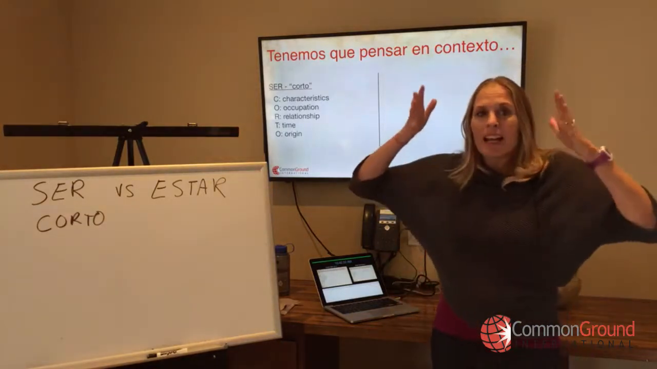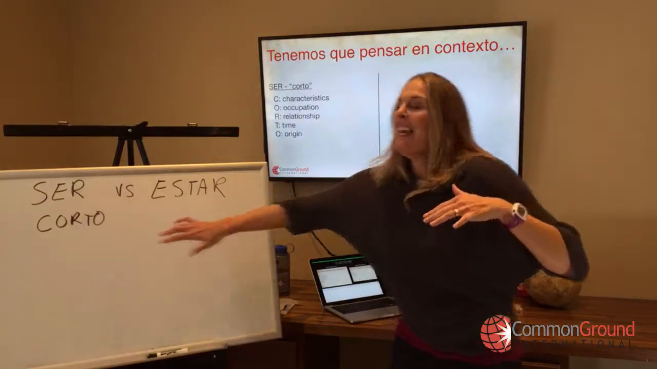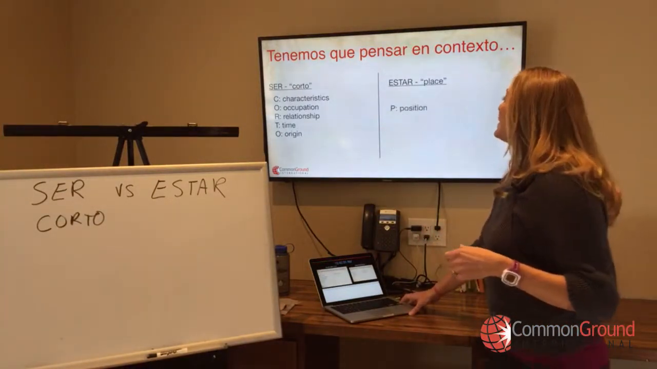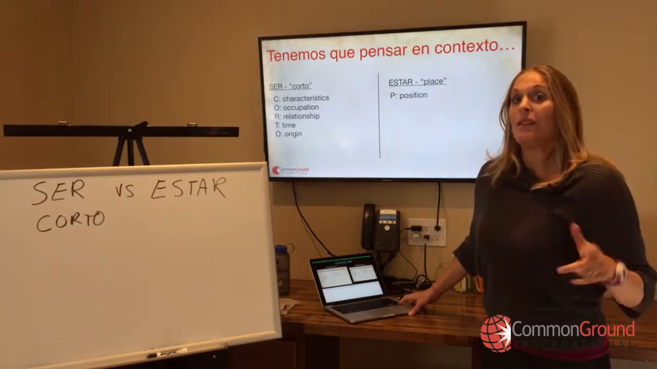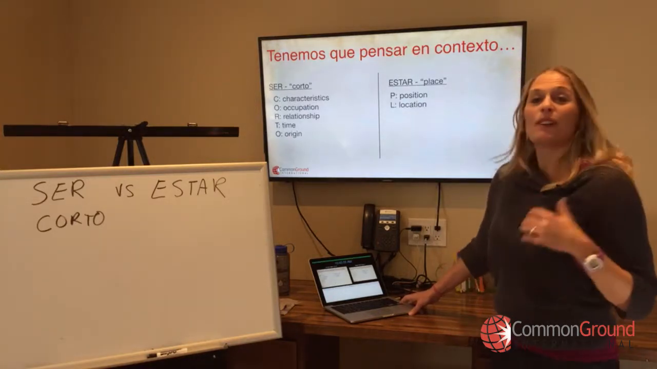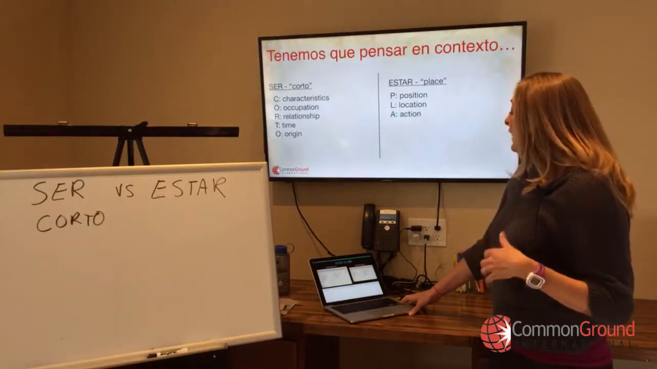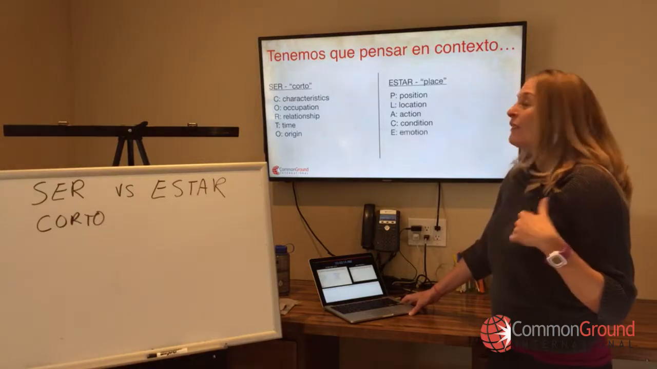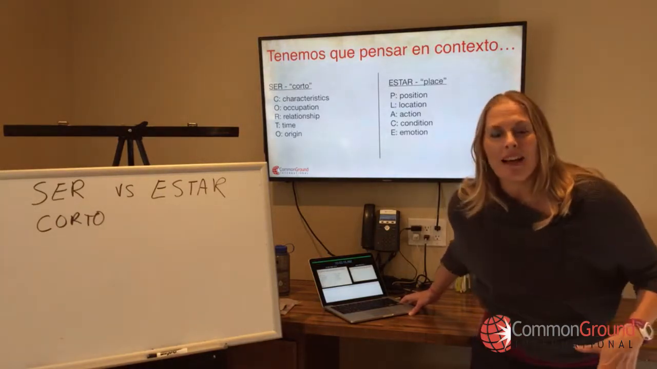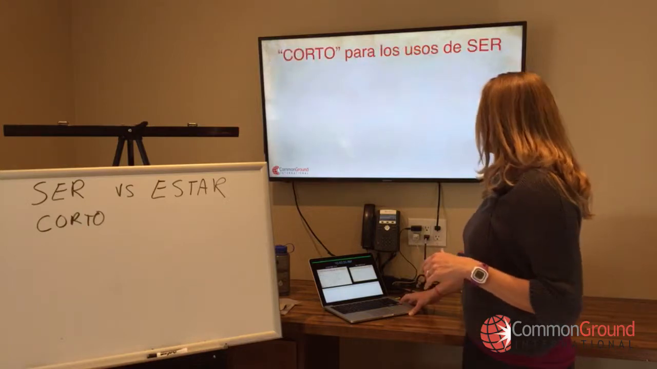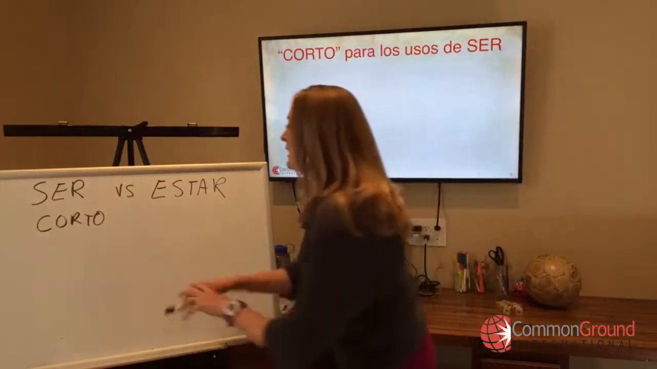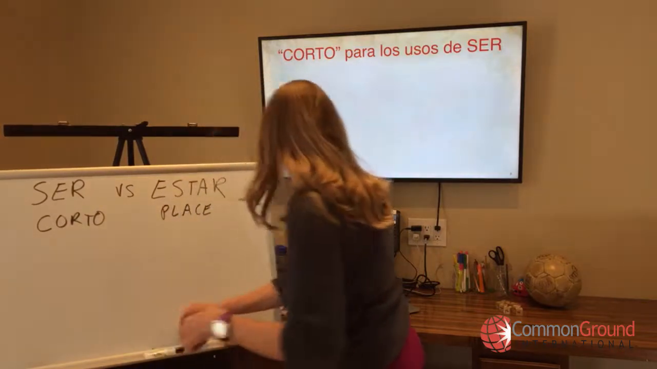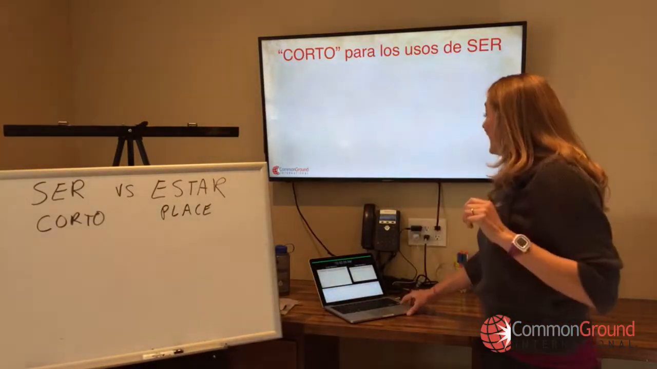Ahora, CORTO, remember, for ser, and then estar, our acronym is PLACE. So P for position. We're going to go over some examples. L for location, A for action, C for condition, and E for emotion. Okay, vamos a ver los ejemplos en este momento. Voy a escribir aquí PLACE.